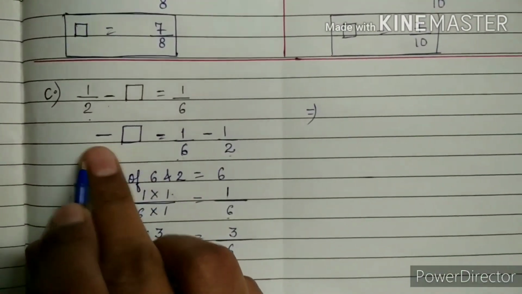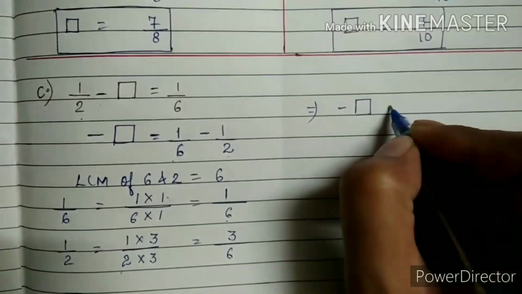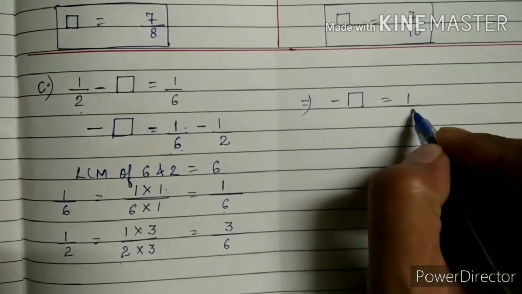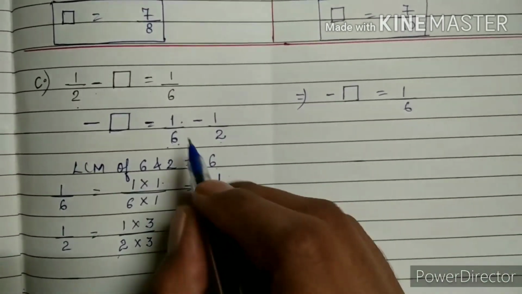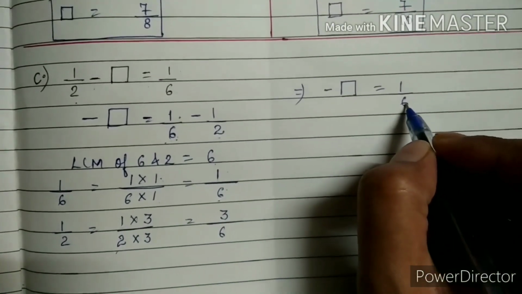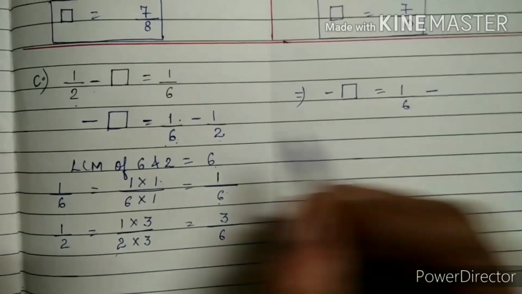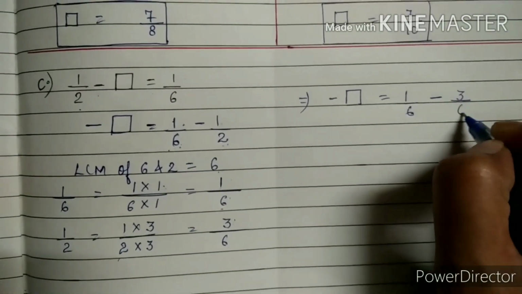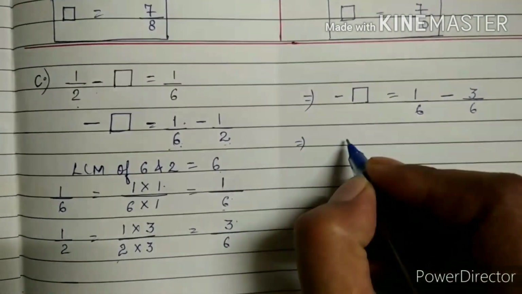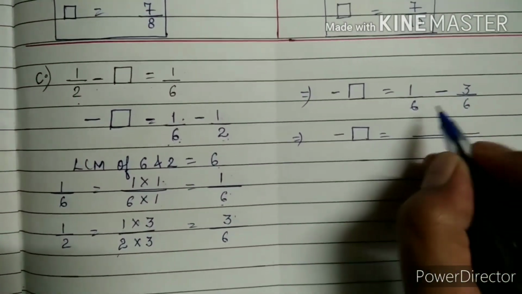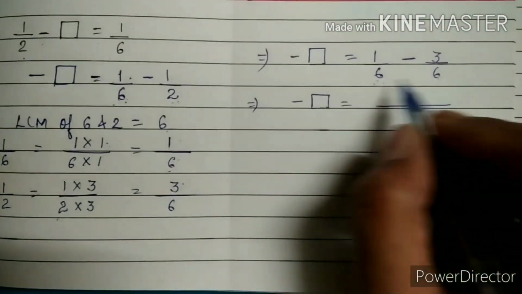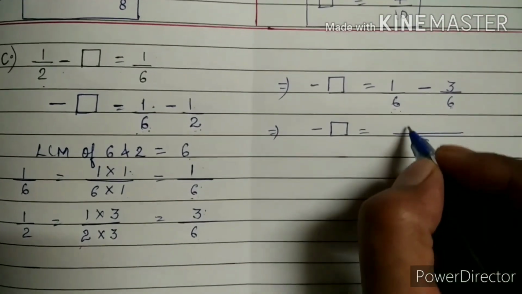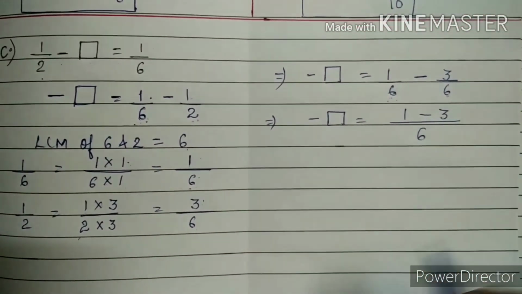Now we already have minus box is equal to 1 by 6. So it will stay as 1 by 6 because it is already having the 6 in the denominator. So nothing will change in this fraction. But 1 by 2 will change as 3 by 6. Here minus box, you can see they both have the same denominator, so they will combine their denominator a single time only. In the numerator we have remaining 1 minus 3.